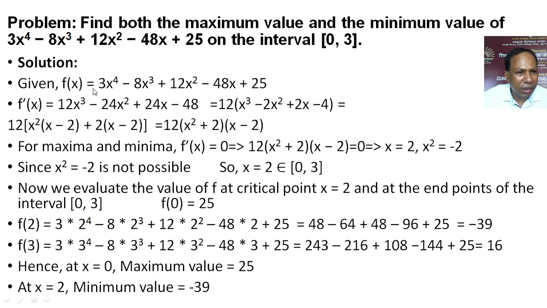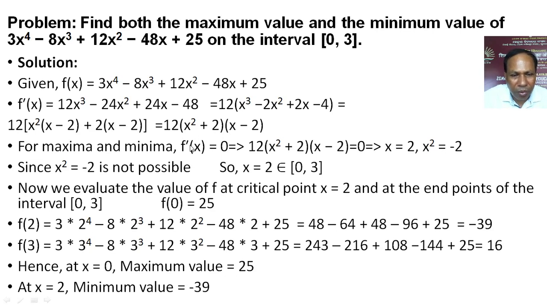So here f(x) is given 3x^4 minus 8x^3 plus 12x^2 minus 48x plus 25. So differentiating we get f'(x) becomes 12x^3 minus 24x^2 plus 24x minus 48, and taking 12 common we will be left with x^3 minus 2x^2 plus 2x minus 4, and which on simplification becomes 12 into (x^2 + 2) into (x minus 2). This is the first derivative of the function, and this first derivative has to be equated to 0.